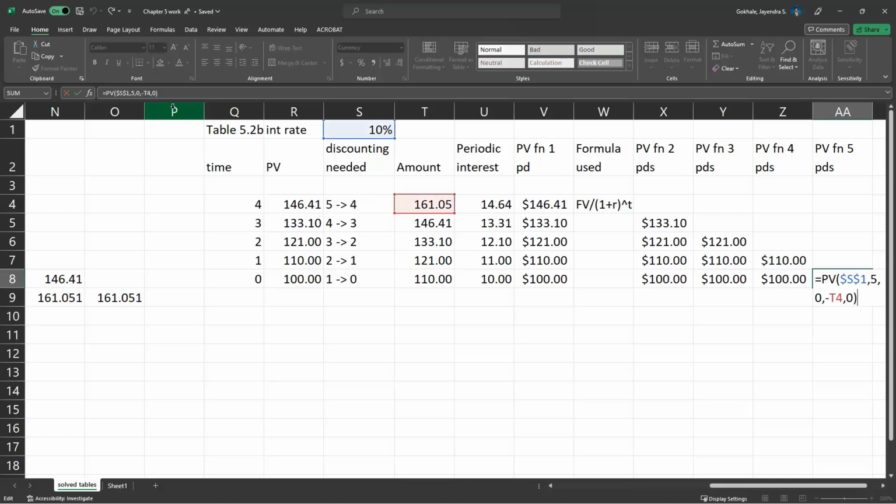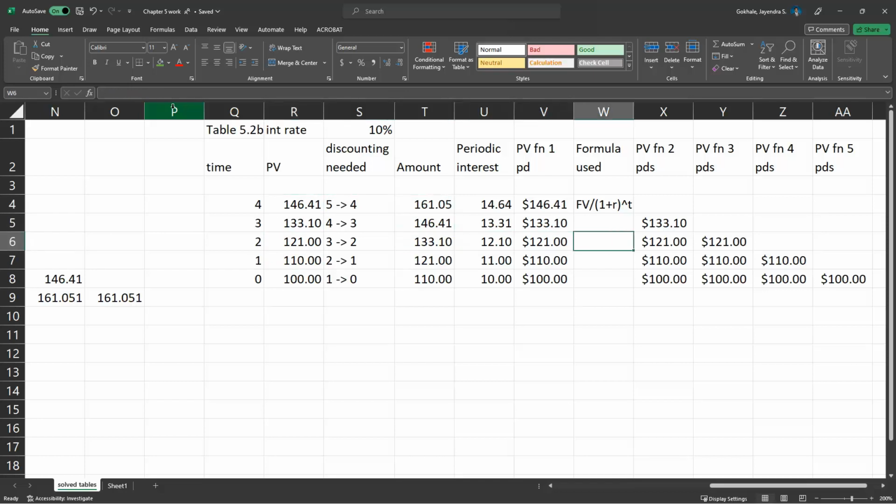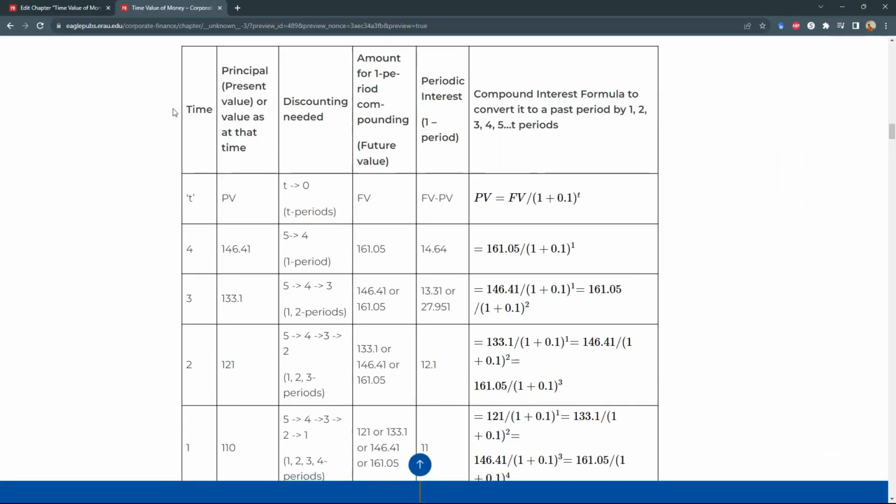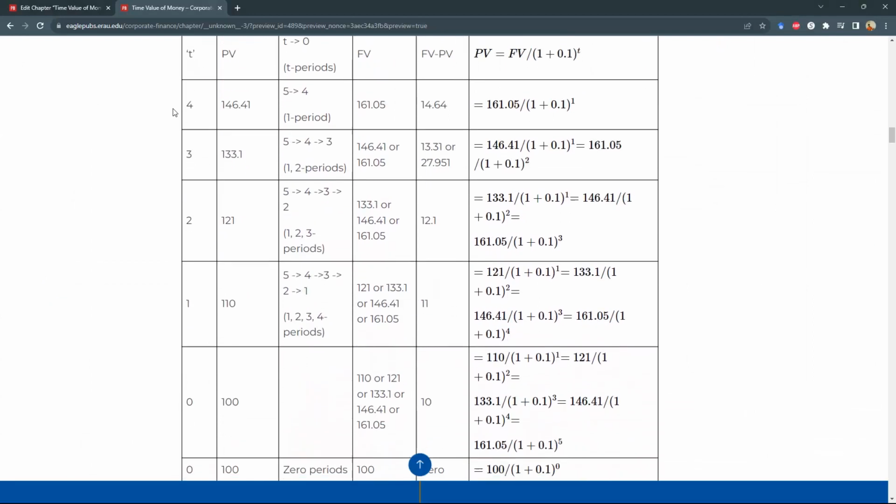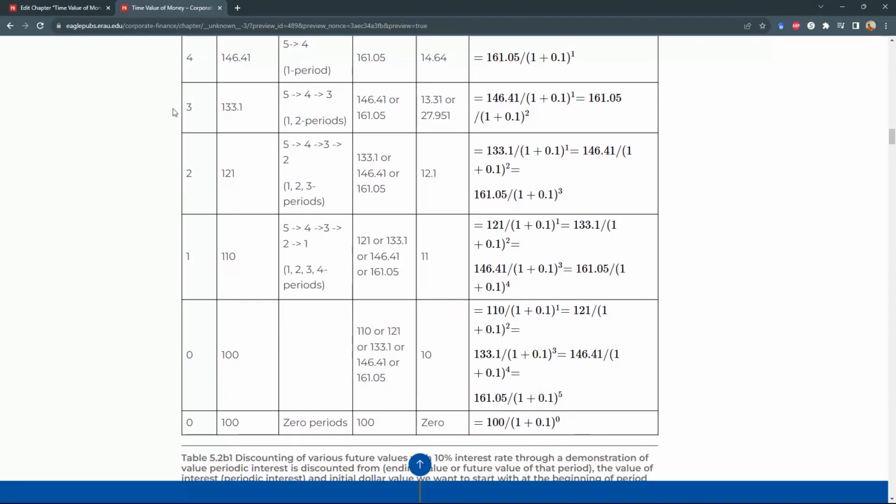So this is what we've done. This is essentially 5 to 0, 4 to 0, 3 to 0, 2 to 0, and 1 to 0. This is the 1 period future value taking us to a present value prior period, and this is 2 periods, 3 periods, 4 periods, and 5 periods. That's basically what we've done in this table 5.2 B1. Thank you for listening.